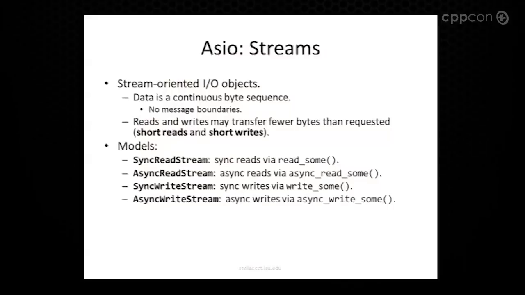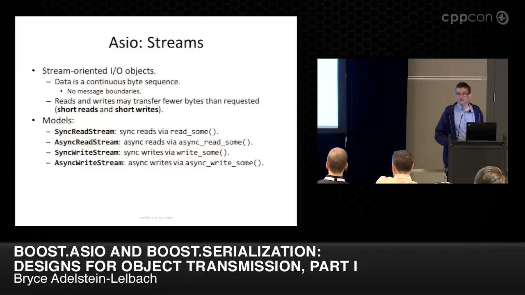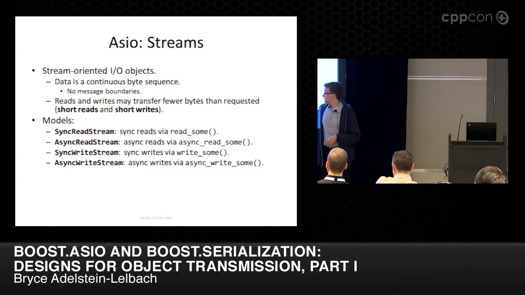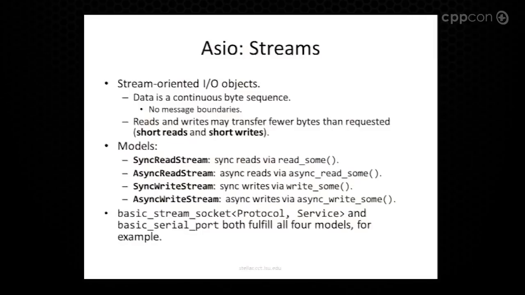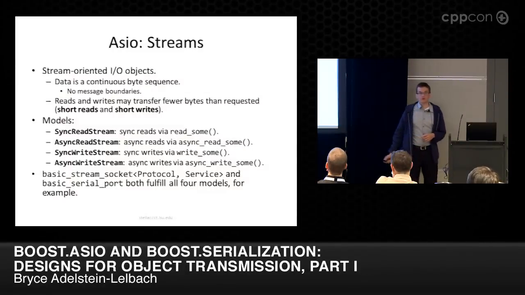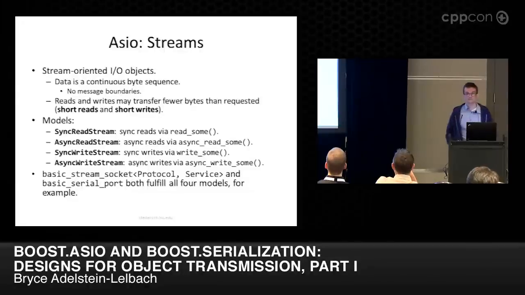So there's three different models here. There's the sync read stream, which is just synchronous reads, read some. So, hey, give me some of the bytes from here. Async read stream, which is, hey, launch this asynchronous read, and when it's done, call this completion handler. And the same thing for sync writes and async writes. The usual example is the basic stream socket, which is for doing any type of socket programming. You've got your protocol and your service. And then you've got basic serial port, if you want to read from a serial port, some embedded device.